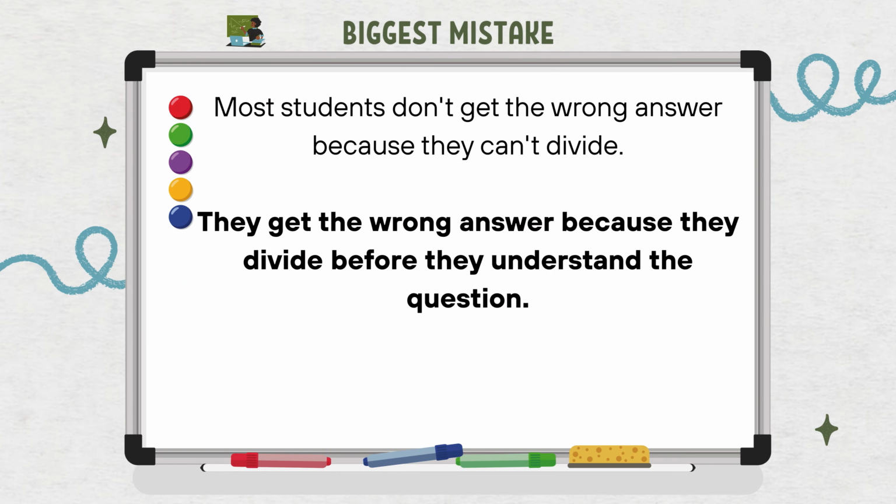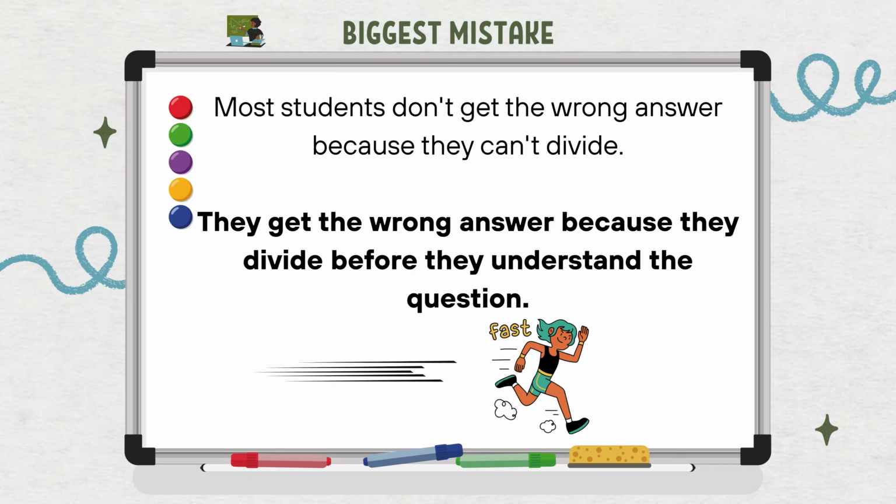Before we solve our first problem, I want to tell you the biggest mistake students make. Most students don't struggle with dividing, they struggle with dividing the wrong numbers. They move in too fast. They see numbers, they grab their calculator, and they start calculating before they even understand what the question is asking. Let's not do that today, okay? And this is why I came up with today's strategy. Really simple and straight to the point.